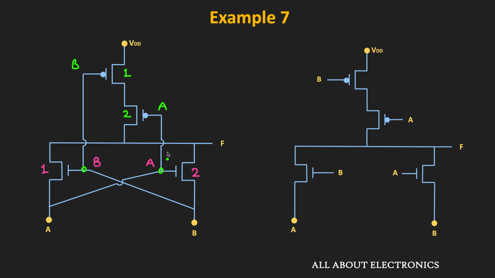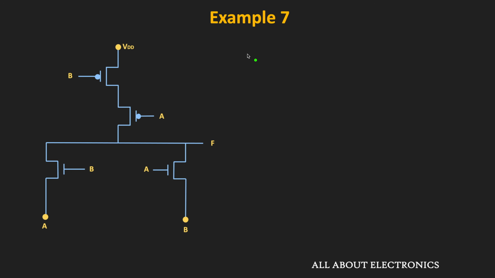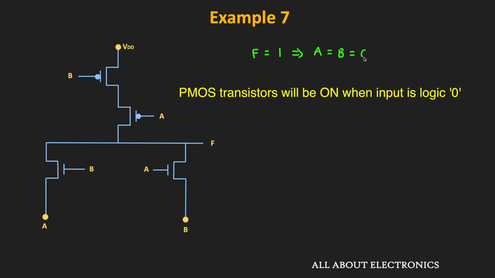So in this condition, if you see, then this output F will get connected to the VDD whenever both PMOS transistors are in the on condition. Because here, both PMOS transistors are connected in the series connection. That means whenever both transistors are on, then and then only, this output F will get connected to the VDD. And for that to happen, both inputs A and B should be equal to 0. So we can say that this output F is equal to 1 whenever both inputs A and B are 0.